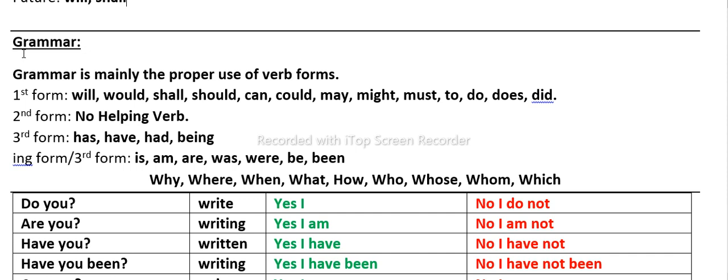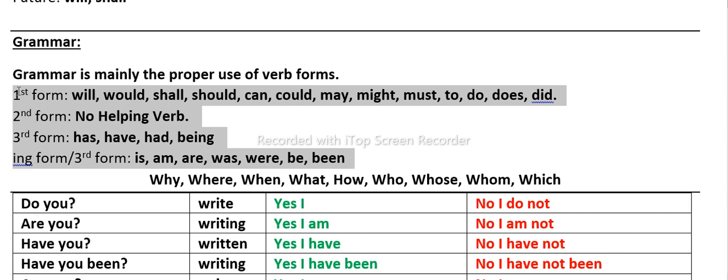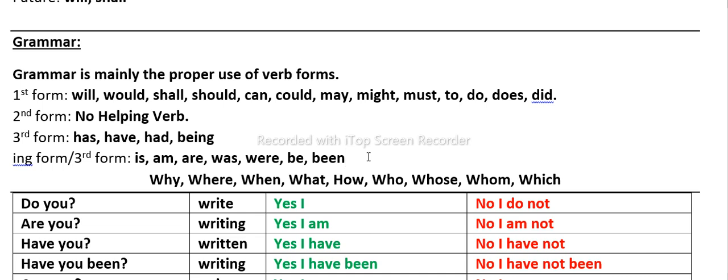Again, grammar. Grammar is mainly the proper use of a form. If you don't know this, you should pay attention to your skill of grammar. Sometimes people know many other things, but they don't know this, and they claim that they know a lot of grammar. And I think this idea needs to be corrected.